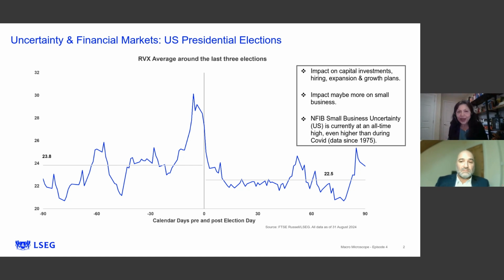So, coming to the uncertainty and financial markets from the US presidential elections. Now, why the US? Well, certainly the US equity markets are more than 60% of the FTSE All World Index. The US dollar is the reserve currency. So, what happens in the United States certainly has reverberations throughout the global economy and financial markets. And US presidential elections once every 4 years are obviously a big thing in the markets.